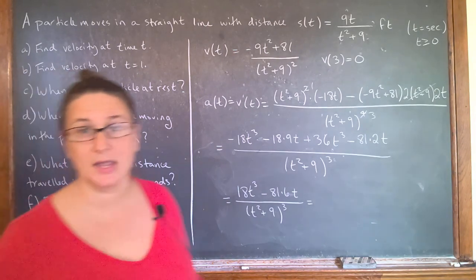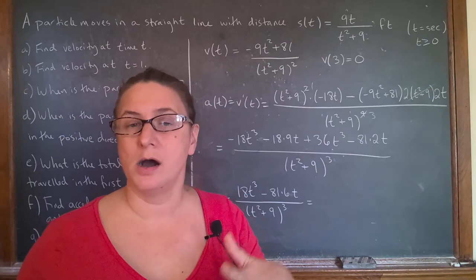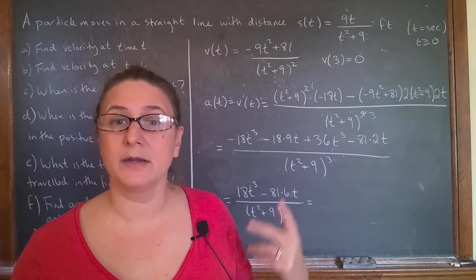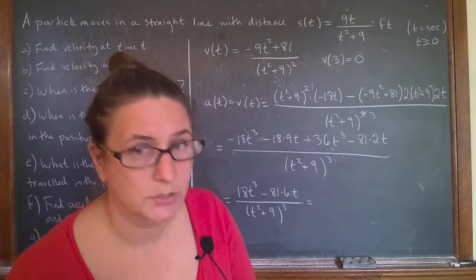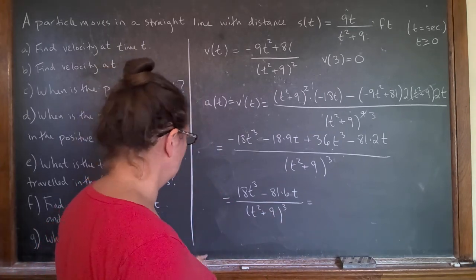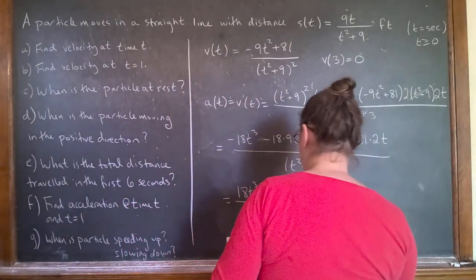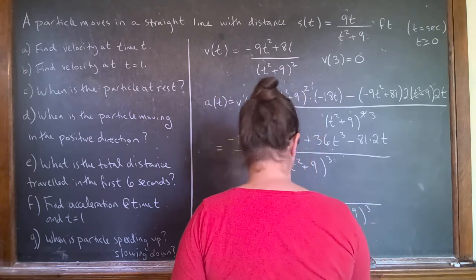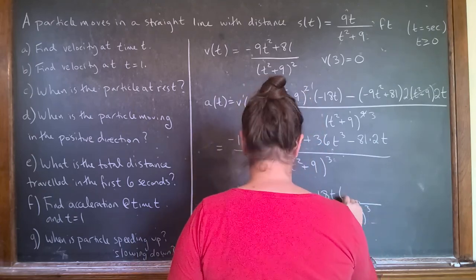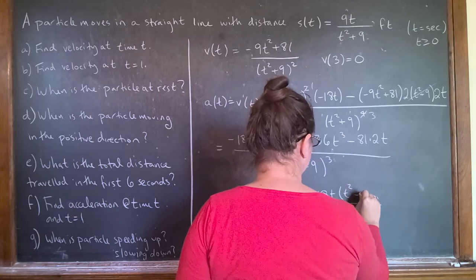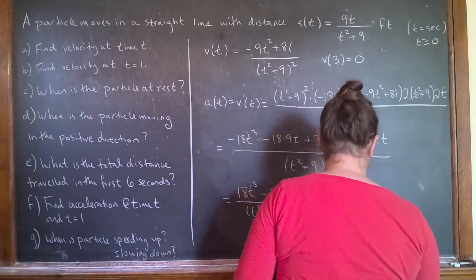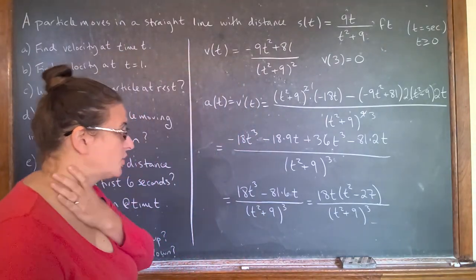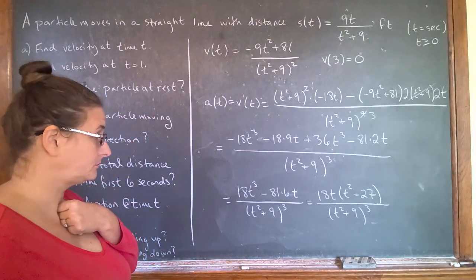So I had to do the same thing as I did, right? Speeding up and slowing down, it's asking me about the sign of the acceleration, right? So I'm going to have to find out where this equals 0. So what I did was I just went ahead and factored this top part, pulled an 18t out of everything. Did it that way. Okay, and I just left it like that. So that is my acceleration.